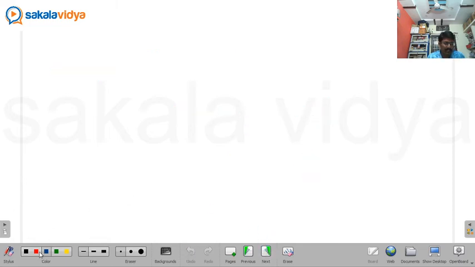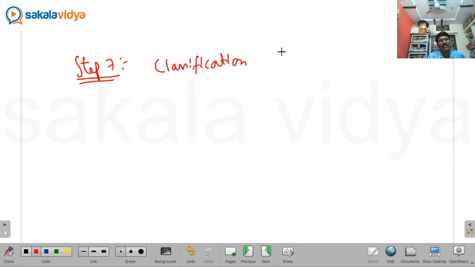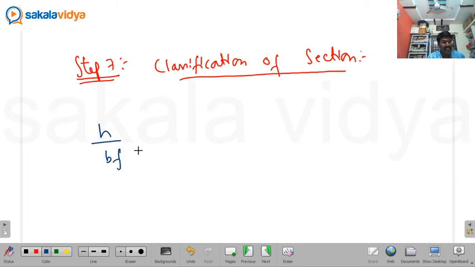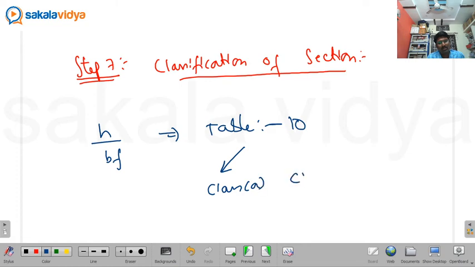Now step 7, classification of the section. Based upon what parameters are you going to classify the section? Based upon depth by width ratio, by using table number 10. We're going to get whether it is class A, class B, class C or class D.